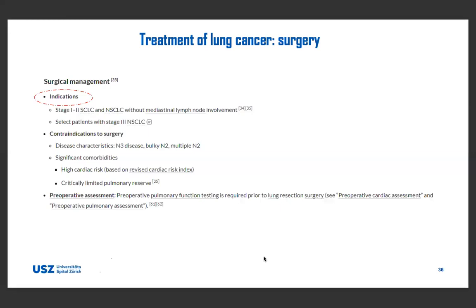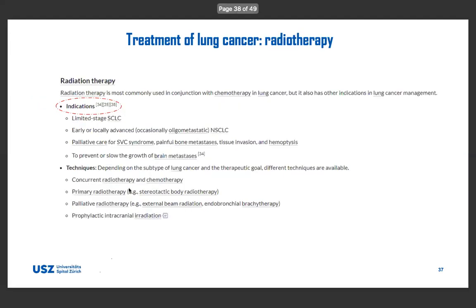Surgical management, how does it look? So indications, already mentioned: early stage 1, stage 2 for both types of lung cancer. In which situations is it not recommended or not possible to do surgery? If we have N3 lymph node involvement or very large N2 involvement, if the patient is ill, if he has many cardiac risks, or if his lung is not working well, meaning critically limited pulmonary reserves because of smoking or whatever was there in the previous history of the patient.